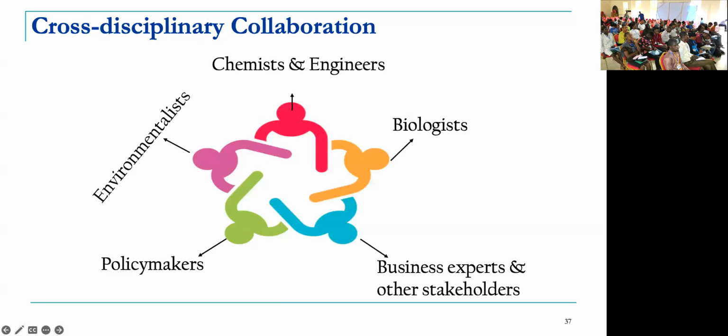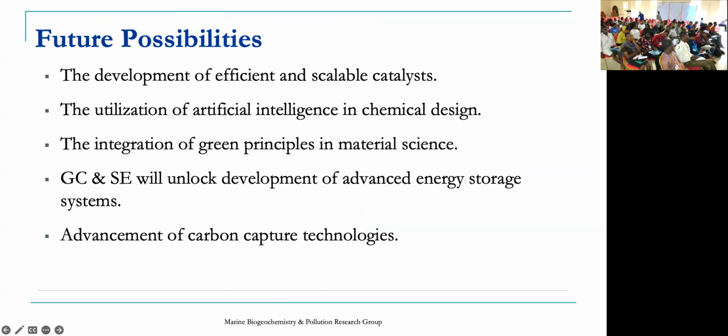Green chemistry and sustainable engineering hold immense promise. So as technology advances and research continues to expand, we should expect more innovative applications. The development of efficient and scalable catalysts, the utilization of artificial intelligence, just like I mentioned earlier, in chemical design, and the integration of principles in material science are just a few examples of the exciting possibilities on the horizon.